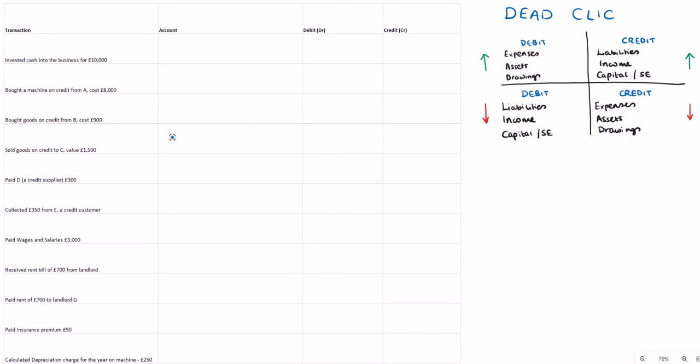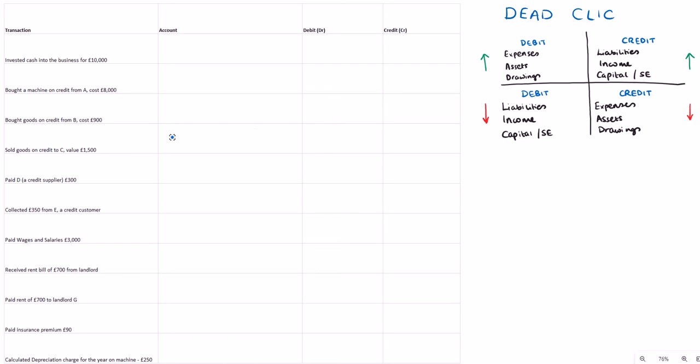In our last video we looked at the double entry system and the acronym DEDCLIC and how we can use this to do our debit and credit in the different types of accounts. So today we're going to use the DEDCLIC acronym and look at a few examples of transactions and how we can do the debit and credit for these transactions.